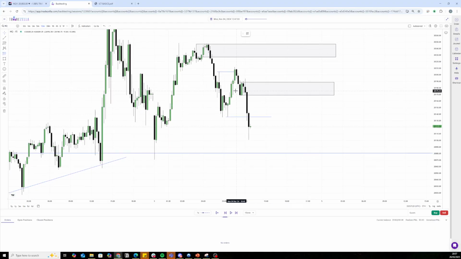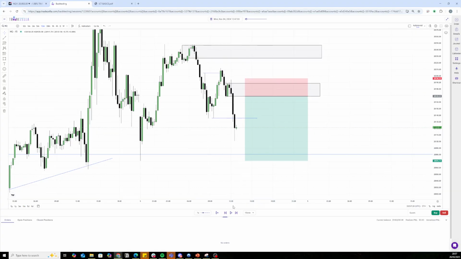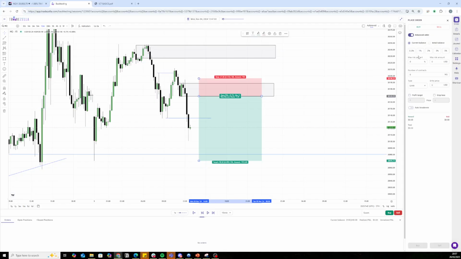So, as I said, you could just enter straight off it like that. And we could just target this low here. Yeah, this is all right. This would be an A+ order block. I would take this, or I would consider taking this.